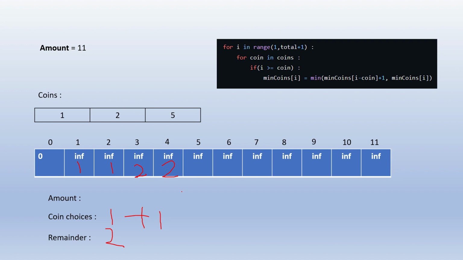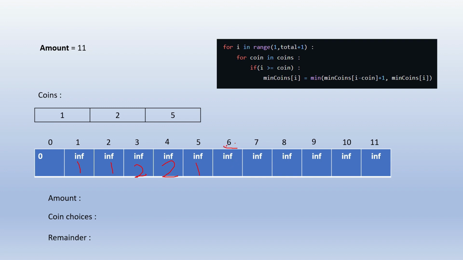Let's see 5. Before that we delete this. Let's see 5. The 5, 2 and 1 are less than or equal to 5. If we take 5, 1 coin is required to make the sum 5.